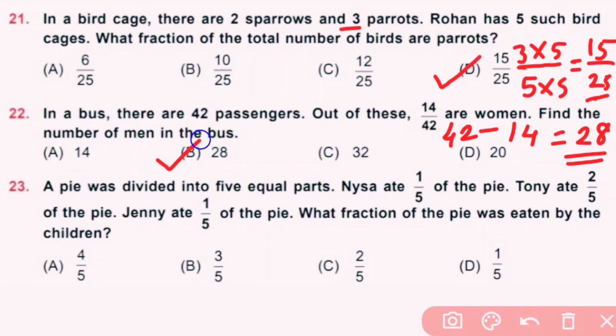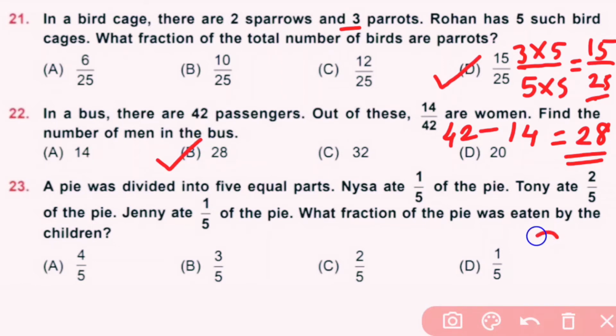Question number 23. A pie was divided into 5 equal parts. Nasa ate 1 by 5 of the pie. Tony ate 2 by 5 of the pie. Jenny ate 1 by 5 of the pie. What fraction of the pie was eaten by the children?